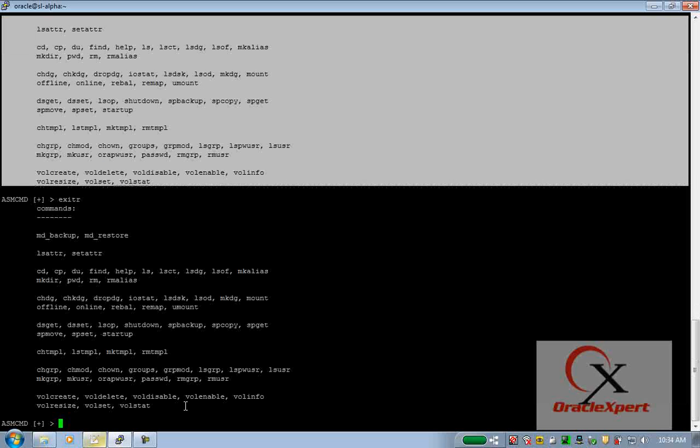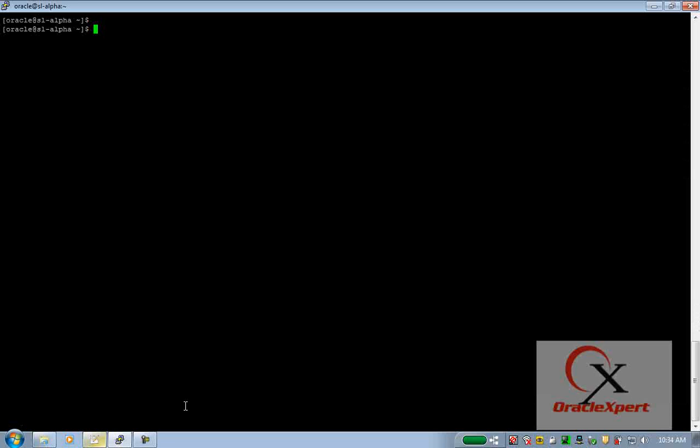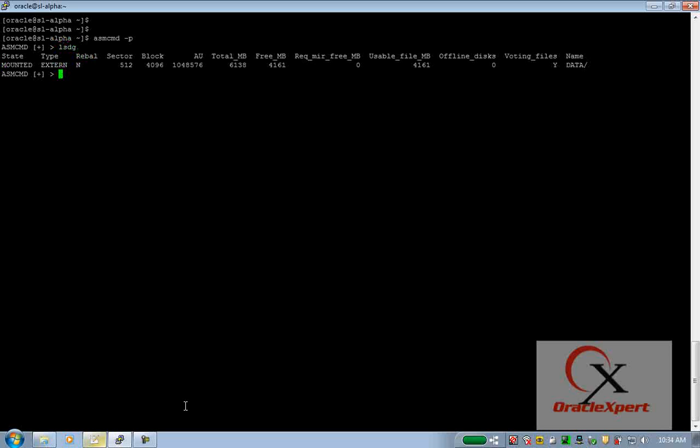So there are two ways to invoke it. Either say ASMCMD, optionally followed by -p if you want, followed by, once you are on the prompt, the command lsdg.